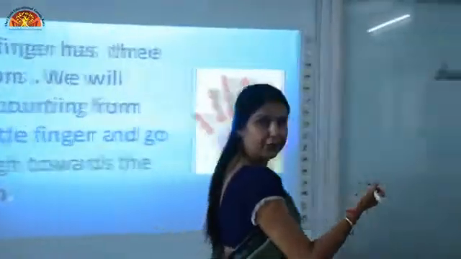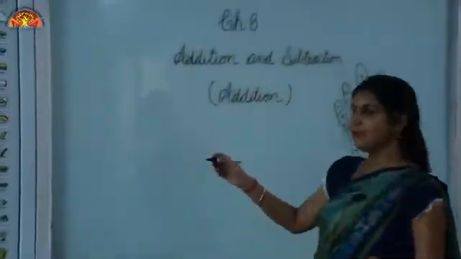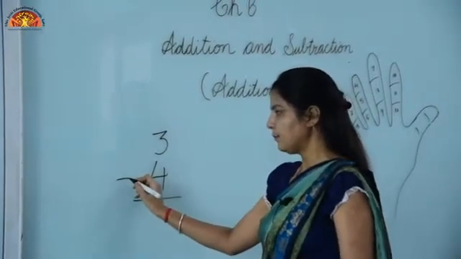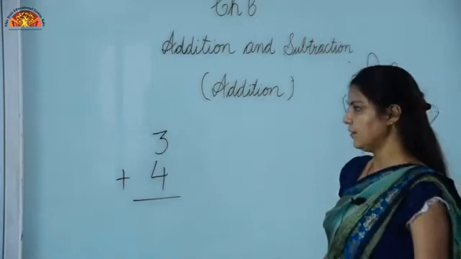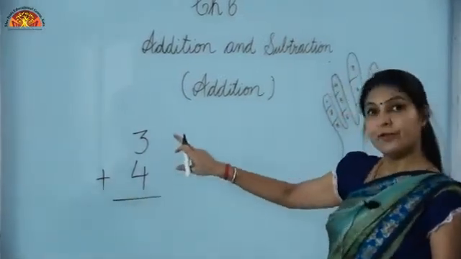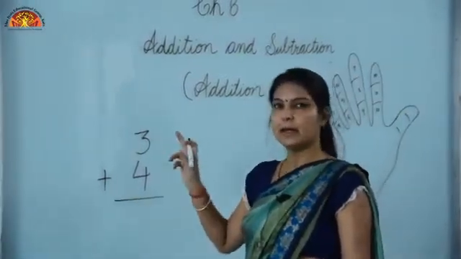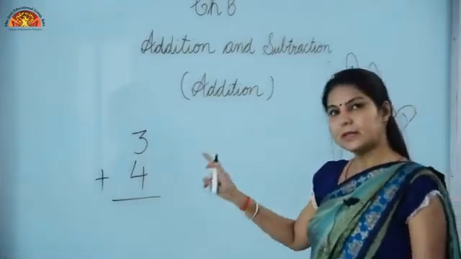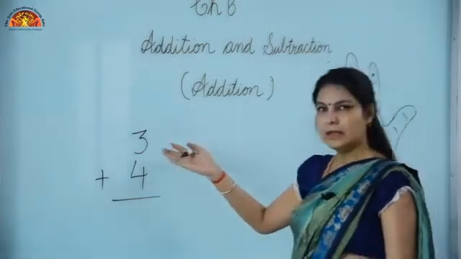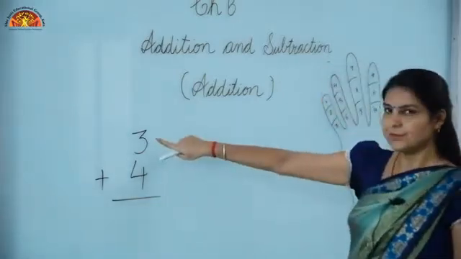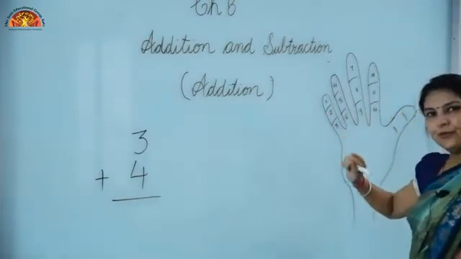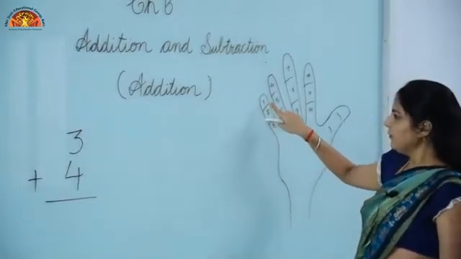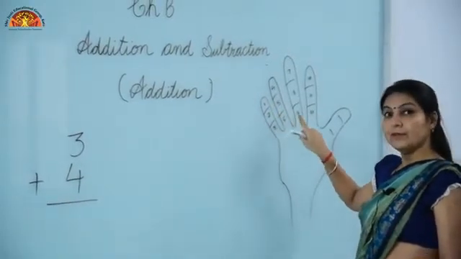Children, look here, I am giving you one example on the board. Suppose we are going to add 3 plus 4. So we will keep the sign of addition here in front of the numbers. Now what will we do? We will keep the bigger number in our mind. Which number is bigger here? 4 is bigger. So we will keep this number in our mind and move forward the other number. Which number is the other here? 3 is the other here. So after 4 we will start counting on our finger: 5, 6 and 7.